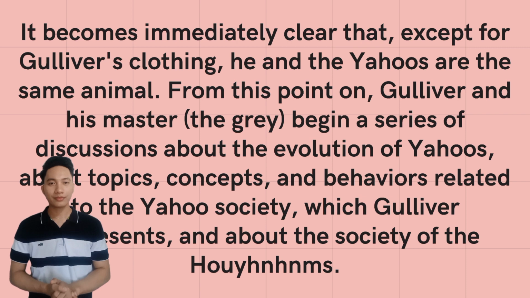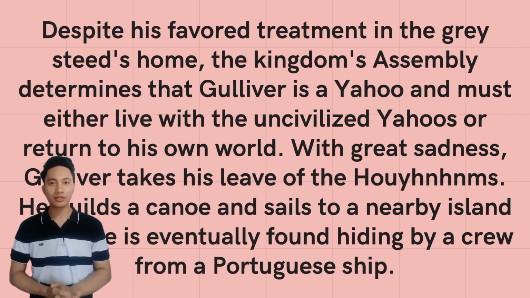From this point on, Gulliver and his master, the Grey, begin a series of discussions about the evolution of Yahoos, about topics, concepts, and behaviors related to the Yahoo society, which Gulliver represents, and about the society of Houyhnhnms. Despite his favored treatment in the Grey Steed's home, the kingdom's assembly determines that Gulliver is a Yahoo and must either live with the uncivilized Yahoos or return to his own world. With great sadness, Gulliver takes his leave of the Houyhnhnms.